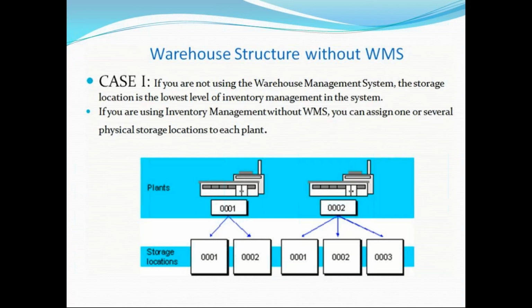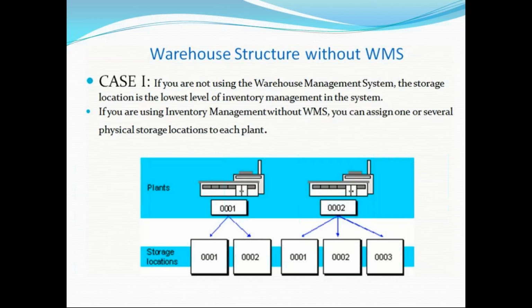The main disadvantage here is that since the lowest level of inventory management is the storage location, the plant will not understand from where the material has to be picked for the sales order to plant 0002. Instead, it will pick the material from the 0001 storage location. So random material will be picked from the 0001 storage location. The quantity will reduce from plant 0001 and the respective storage location, but they will not have much idea from where the material is being picked.